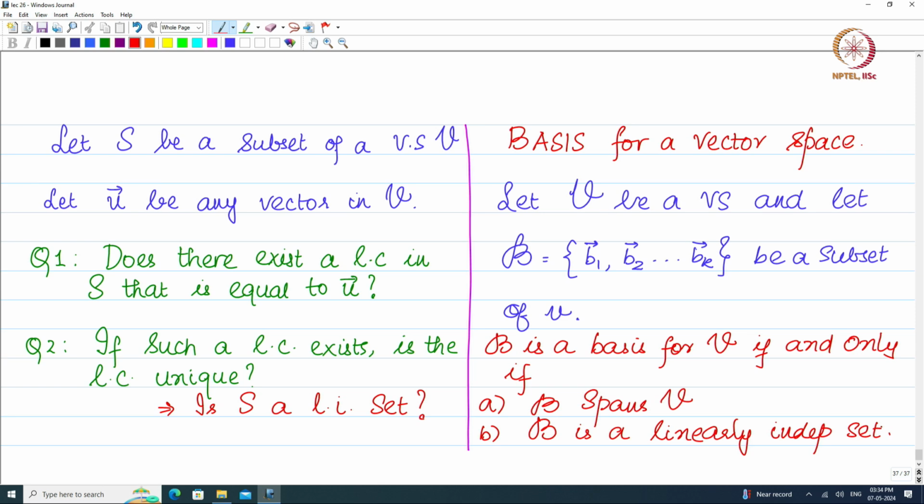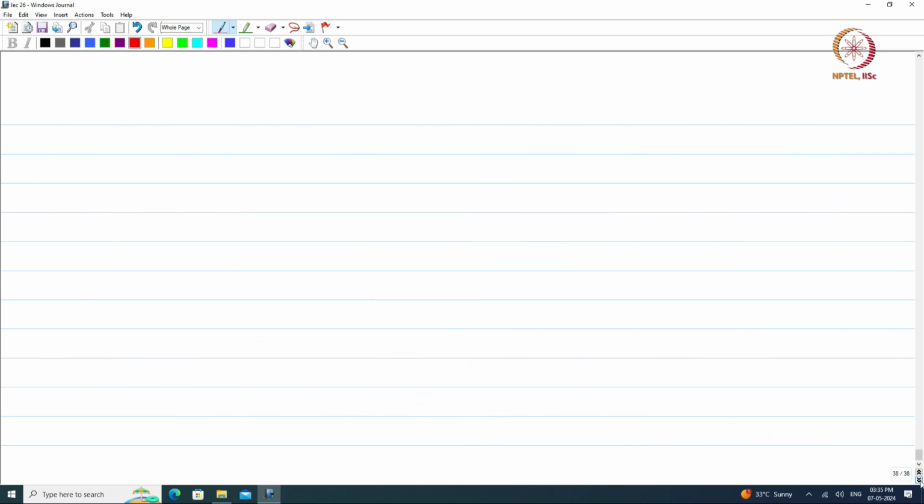So what we have is, a subset of vectors from a vector space will be a basis for the vector space if and only if the span, the set of all possible linear combinations of this set of vectors B that we have taken, spans the entire vector space V, and B is a linearly independent set. That is what this actually means. So let us look at some examples.